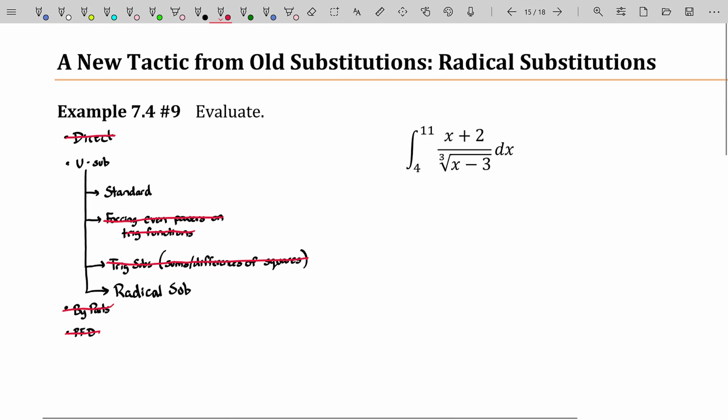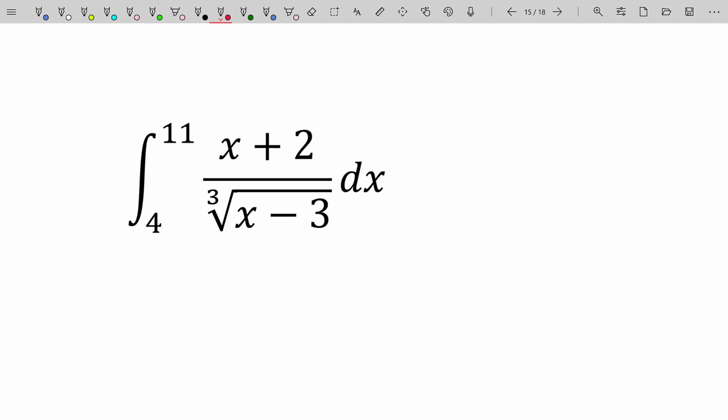So let's pretend as though you decide I'm just going to use a standard U sub. I would not blame you. I think that this is very attractive for a standard U sub. So you say I'm going to let u equal x minus 3 so that du will steal away a regular old dx.